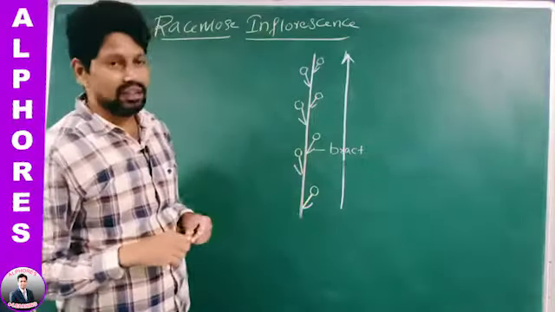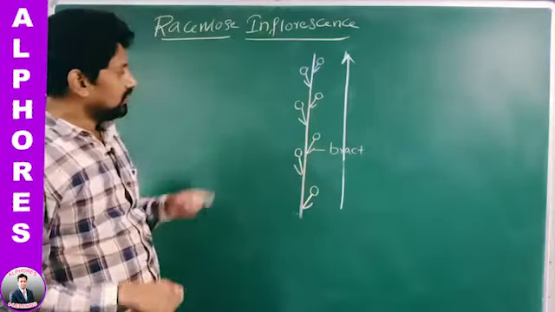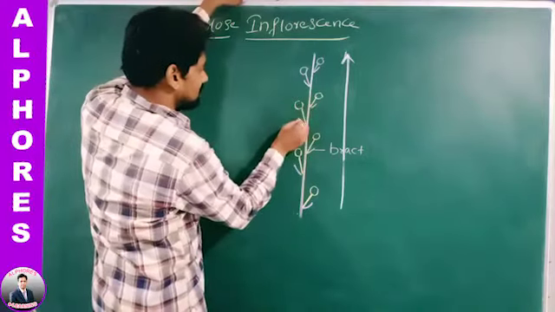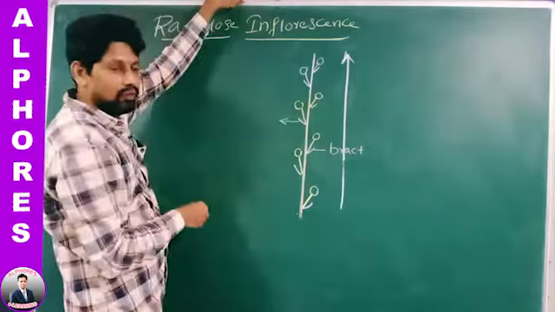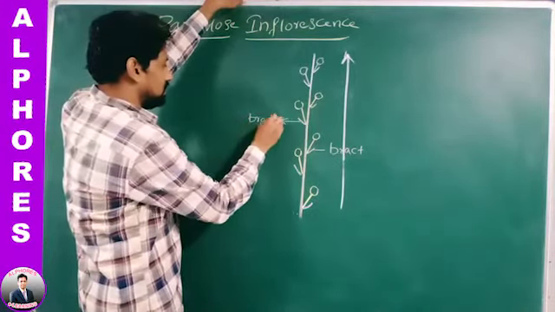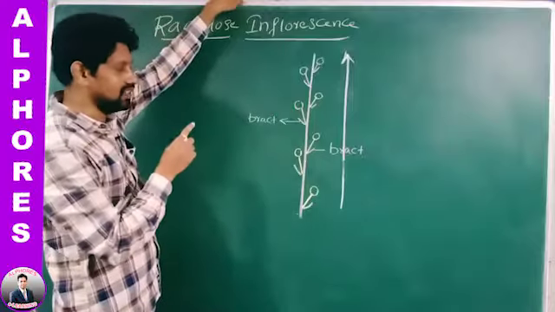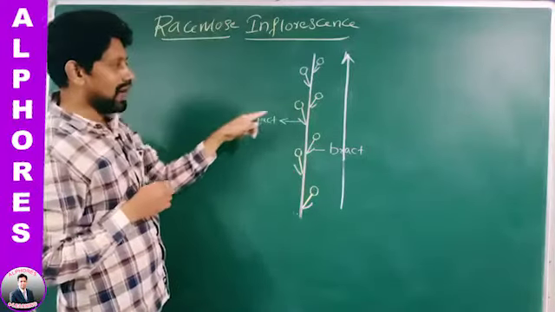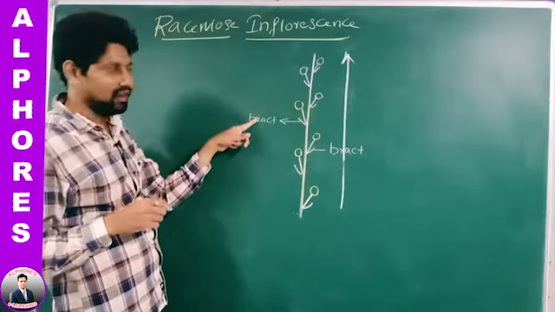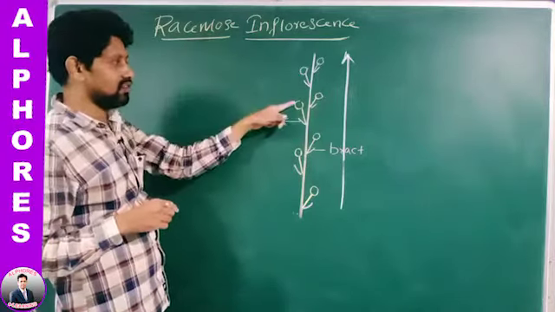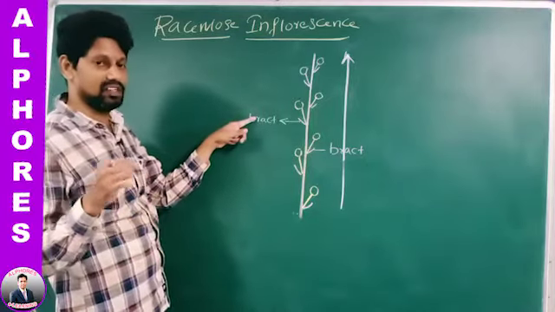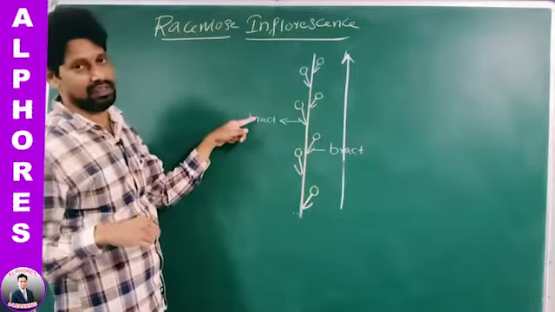We are discussing racemose inflorescence. Now, see this diagram. In this diagram, the flower is with bract. This is nothing but bract. A flower with bract is called a bracteate flower. Therefore, in racemose inflorescence, flowers are bracteate. It means bracteate flowers are present.